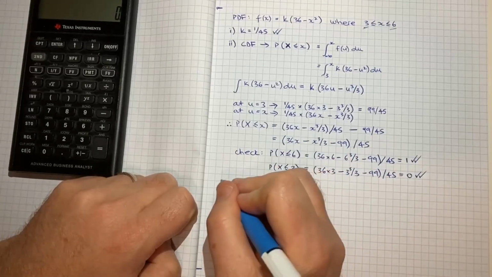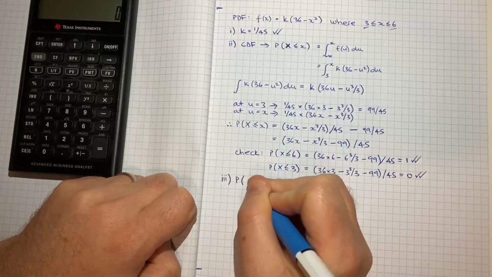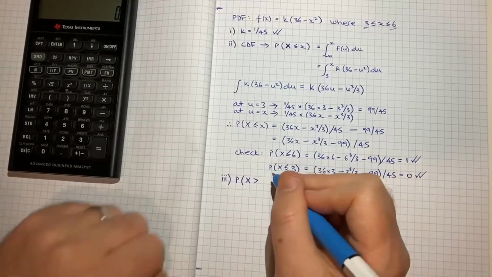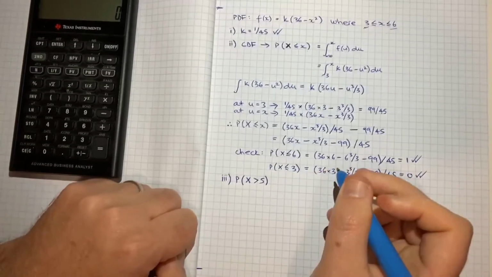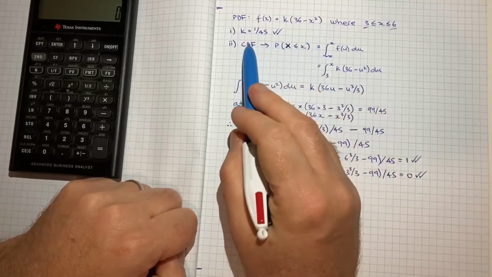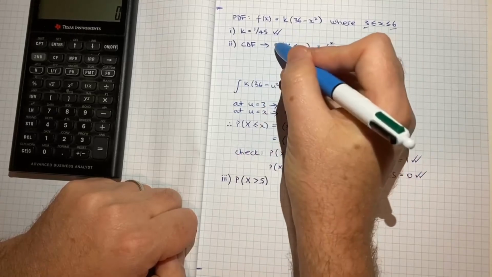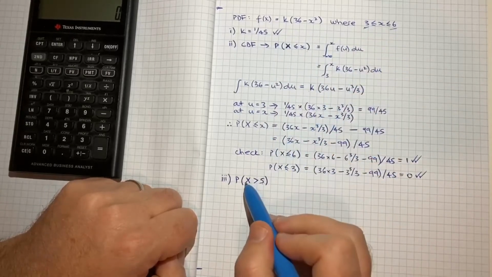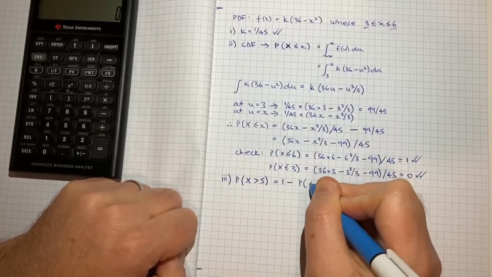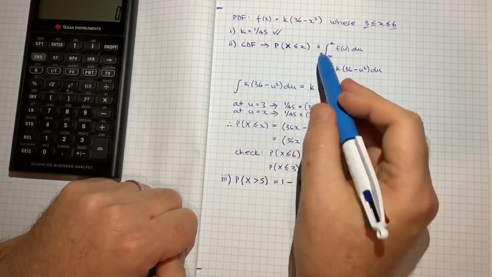So now part 3 of the question asks us what is the probability that the life, the random variable, is greater than 5 weeks. So x greater than 5. Now notice that we've been asked for the probability of x greater than a number, but our CDF is the probability of x less than or equal to a number. So we can use that. All we need to do is say the probability of x greater than a number is equal to 1 minus the probability that it's less than or equal to that same number. And now we can use our CDF to work this out.